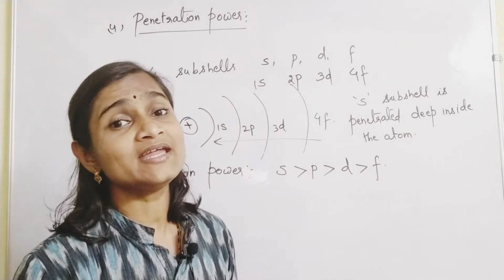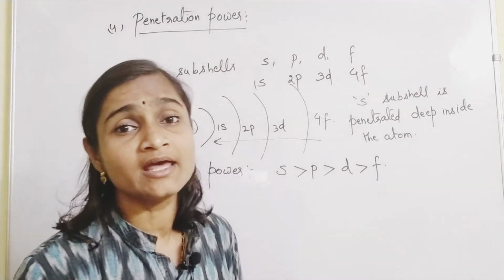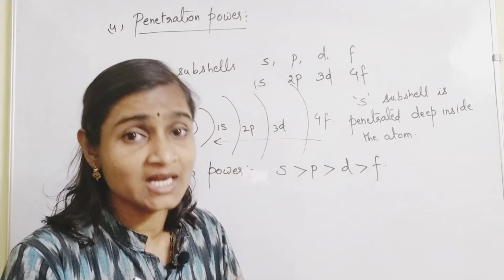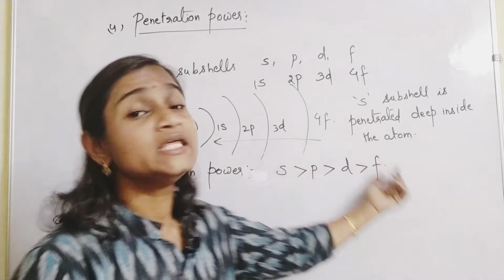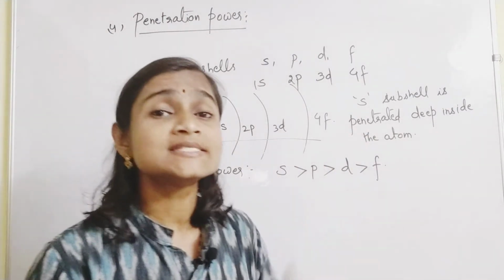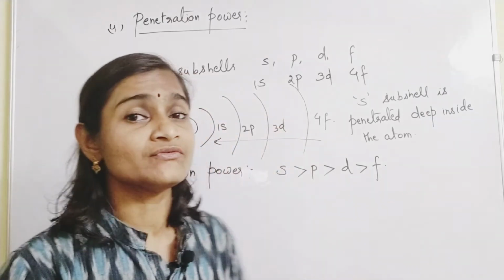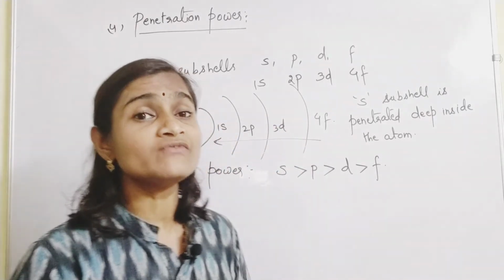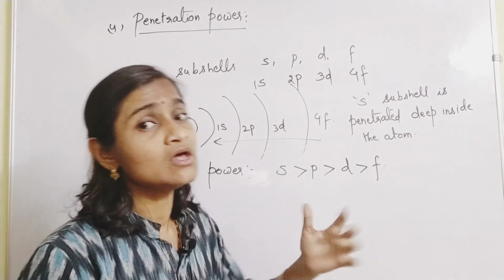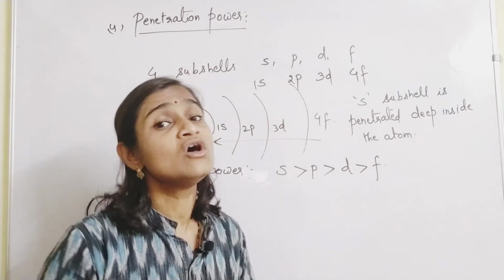That means penetration power for S is very high. That means it is very difficult to remove an electron from S subshell in comparison with F subshell. You can take out an electron easily from F subshell, a little energy is enough. But if you want to take out an electron from S subshell, as it is very nearer to the nucleus, a lot of energy you need to give.